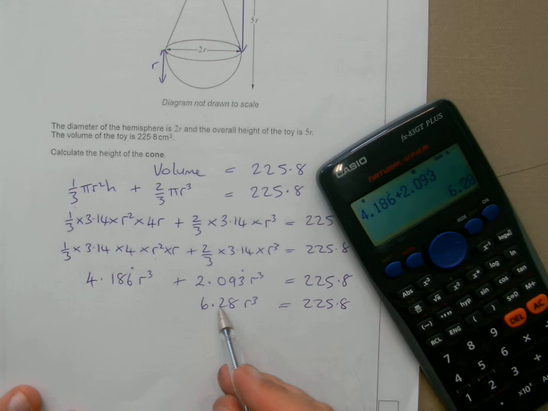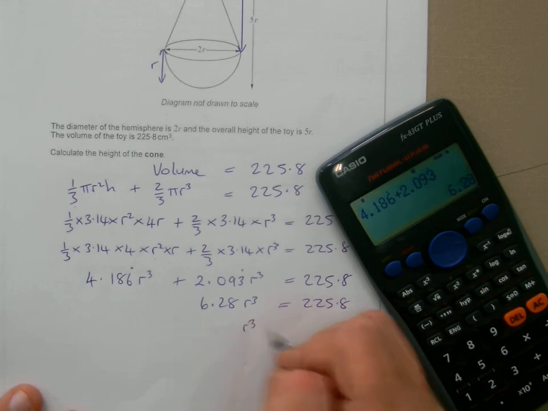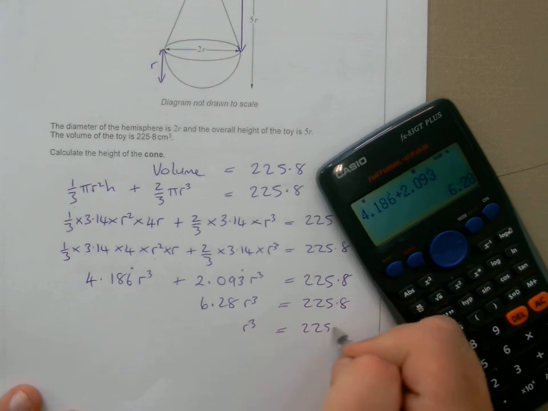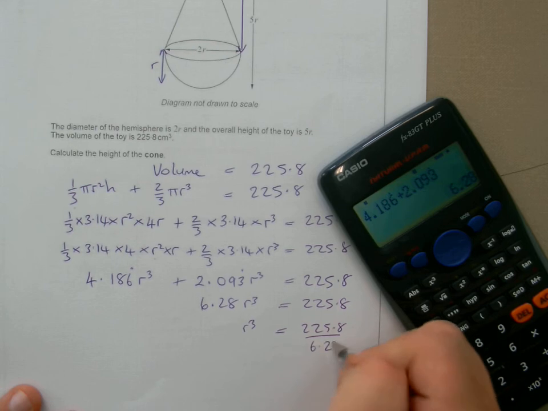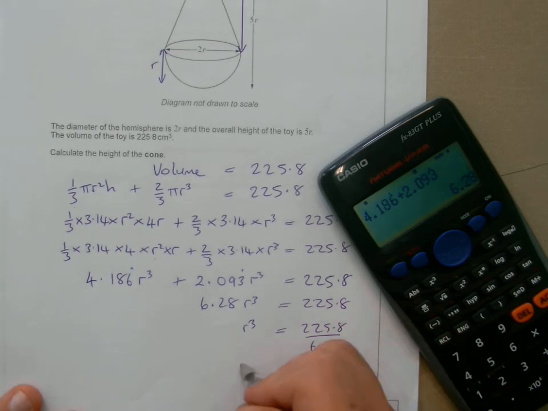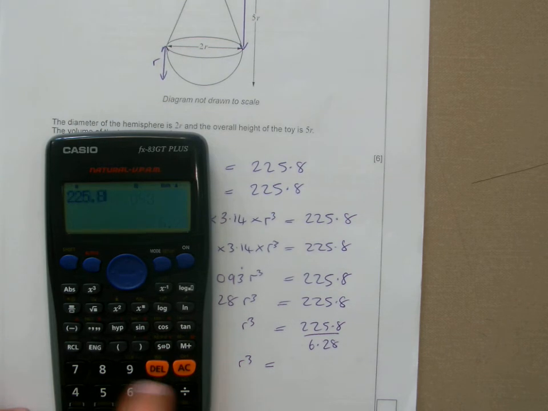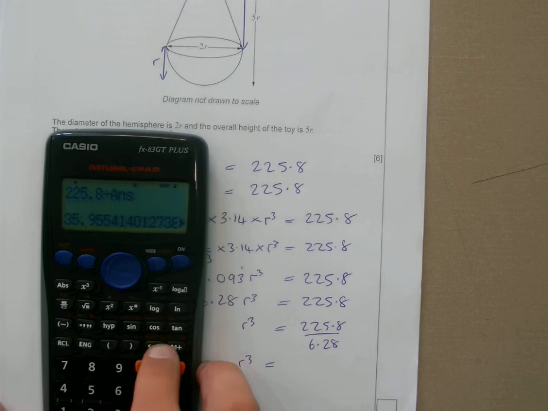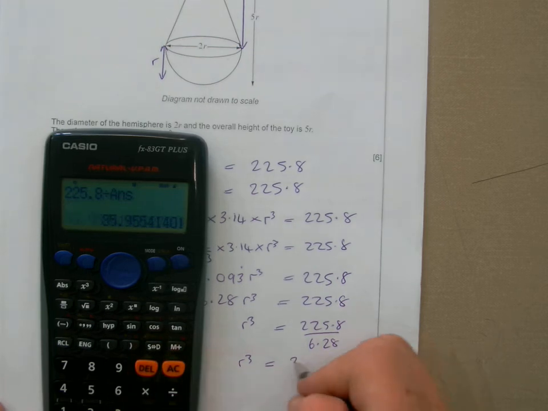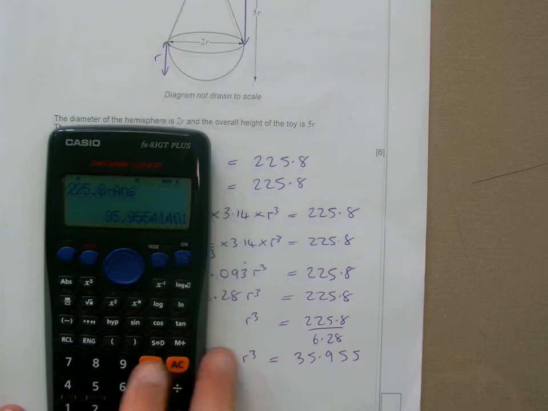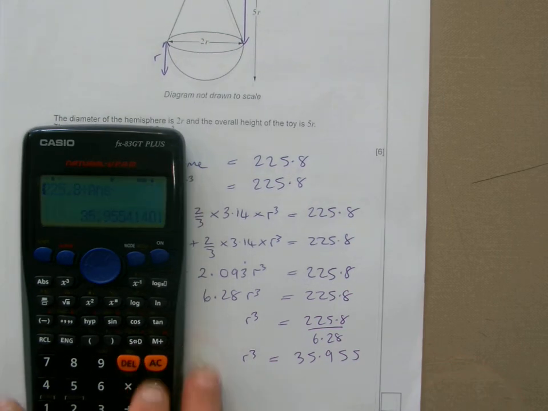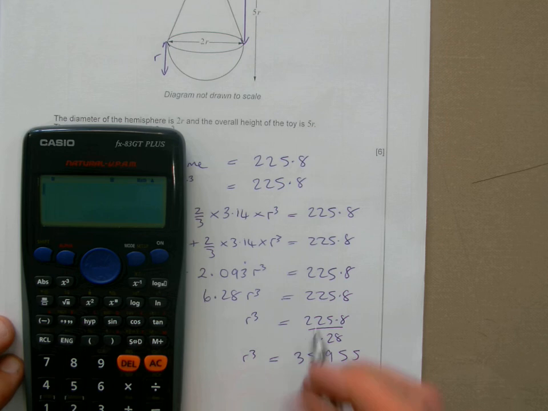What you've got to do then is take the 6.28 over and divide. So r cubed equals 225.8 divided by the answer. We get something nasty there: 35.955. And then to get r, you've got r cubed, so you need to cube root all this.